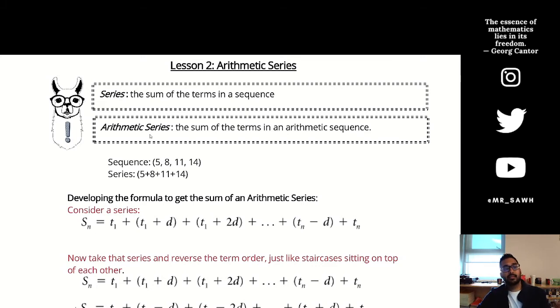Now an arithmetic series is, well, if I take the sum of the terms in an arithmetic sequence. So I have to know if it's a sequence first, specifically an arithmetic sequence, before I can find out what the sum is of a certain number of terms.